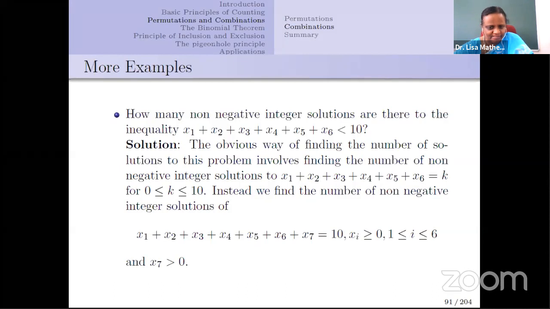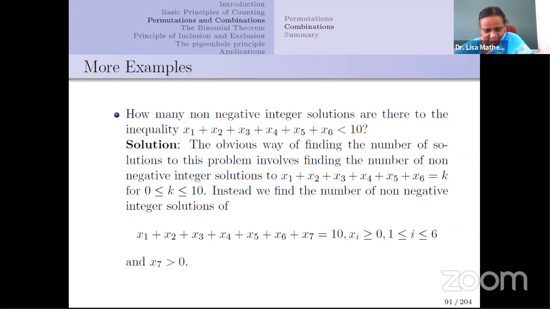Okay, but still I'm not able to solve it directly because the formula I developed earlier said that all my variables should be greater than 0. There was no other condition like greater than or equal to 0. Here I have x7 strictly greater than 0. So there should be some way to take care of that also.